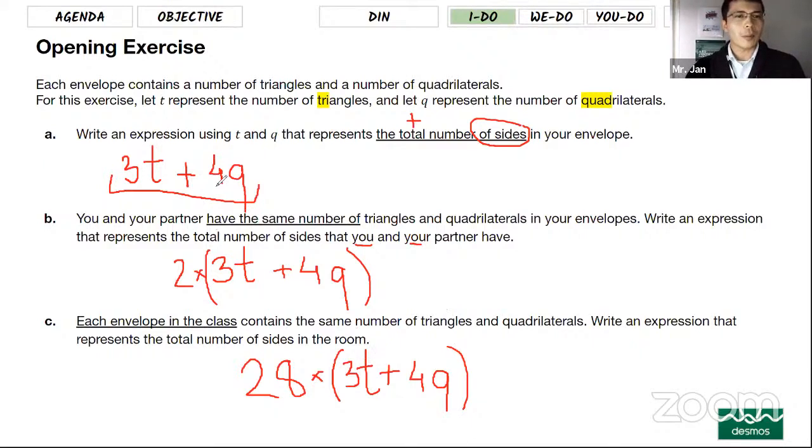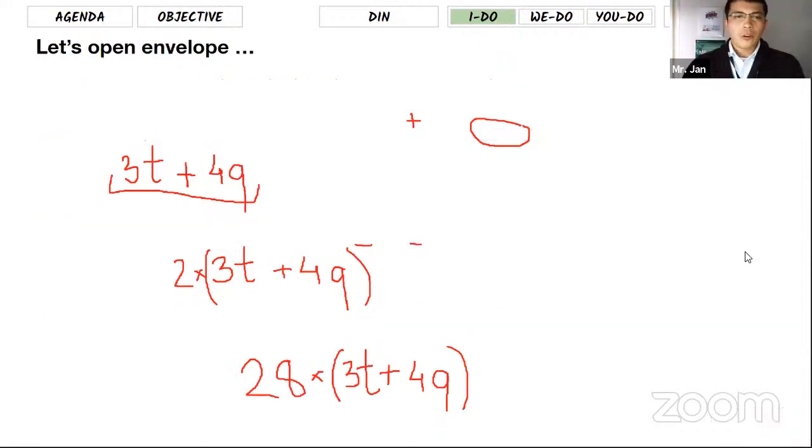When we talk about expressions in math, numbers and variables and operations all come together. An expression may contain all of them. So this is what we call an expression. The first one is the expression for each student. The second one is the expression for 2 students. The last one is the expression for everybody in the classroom. Okay, let's move on.